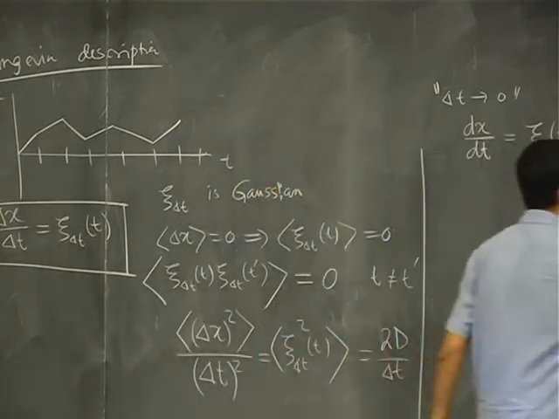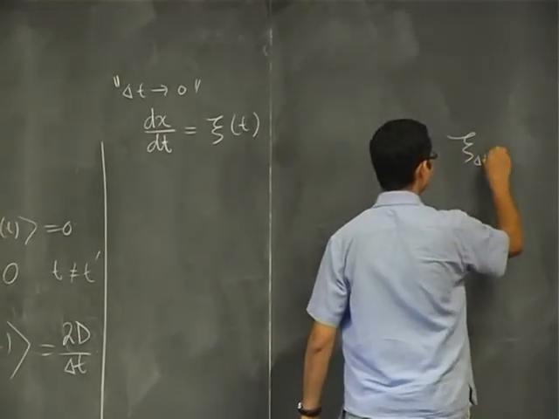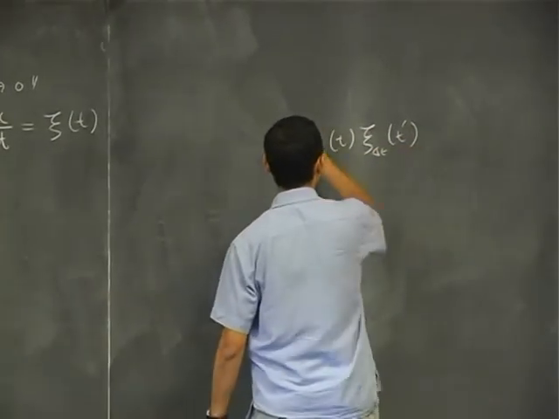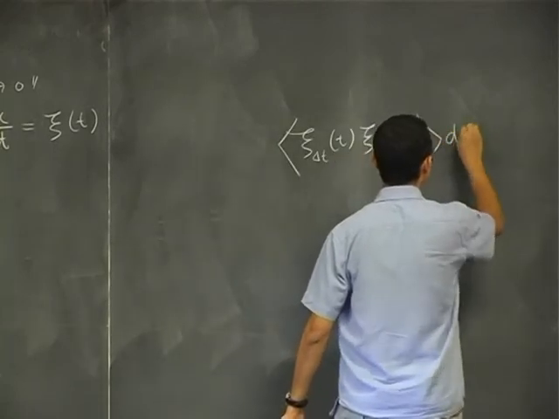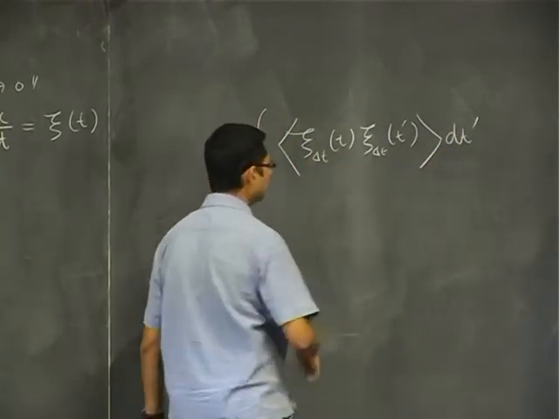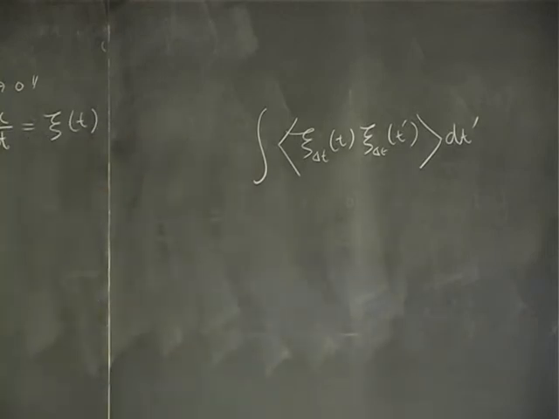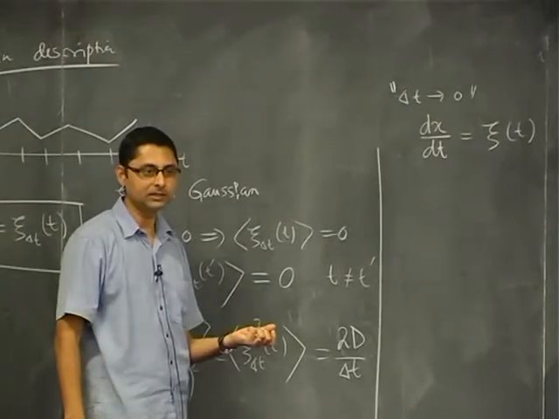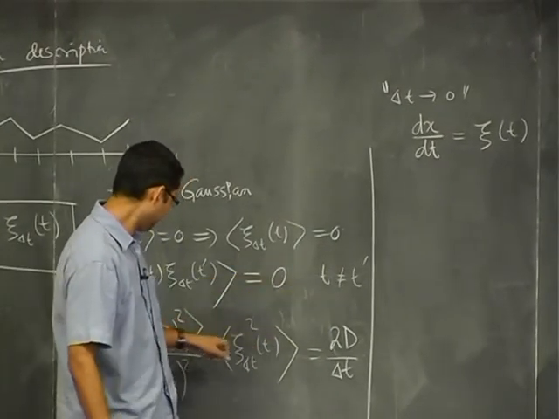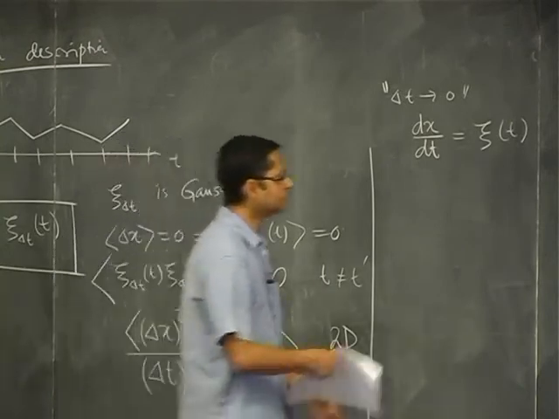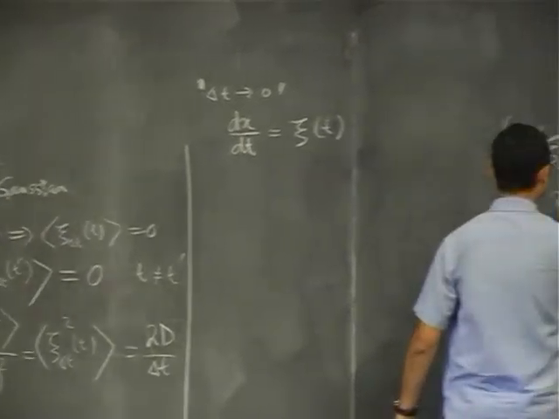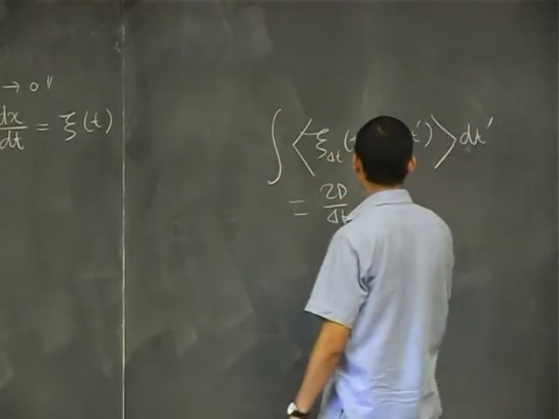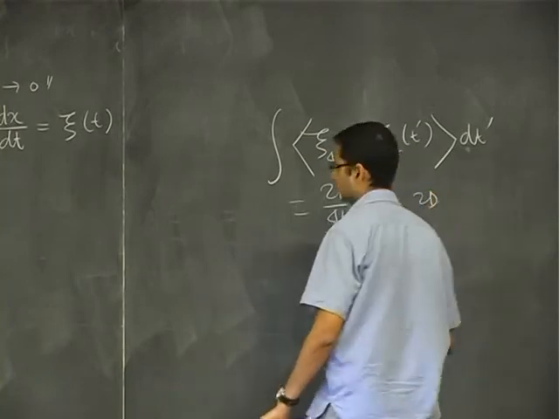So, if I integrate this object, delta(t minus t prime), dt prime, integral over t prime, what do I get? I am integrating in steps of delta t, so it is 0 everywhere except when t is t prime. So this is equal to 2d by delta t times delta t. So this is equal to 2d.